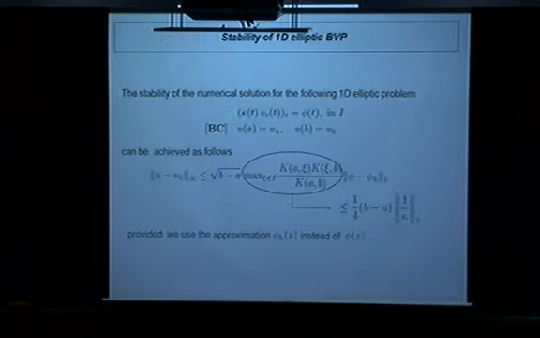So the stability of this kind of 1D elliptic problem is easily computed like this. If the reciprocal of kappa is an L2 function, then this is stable.